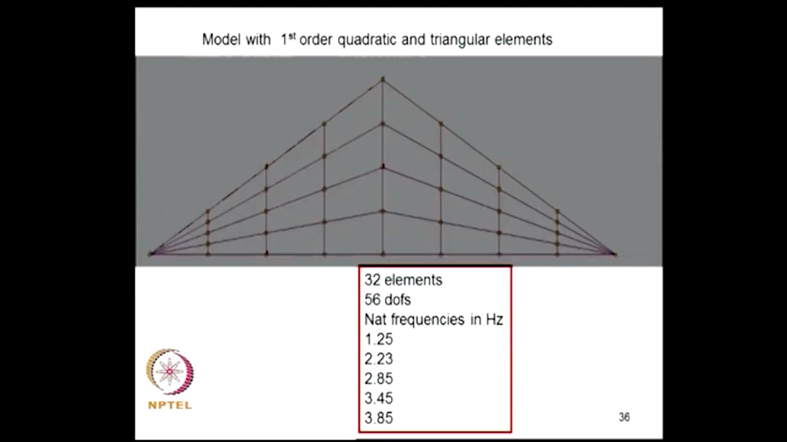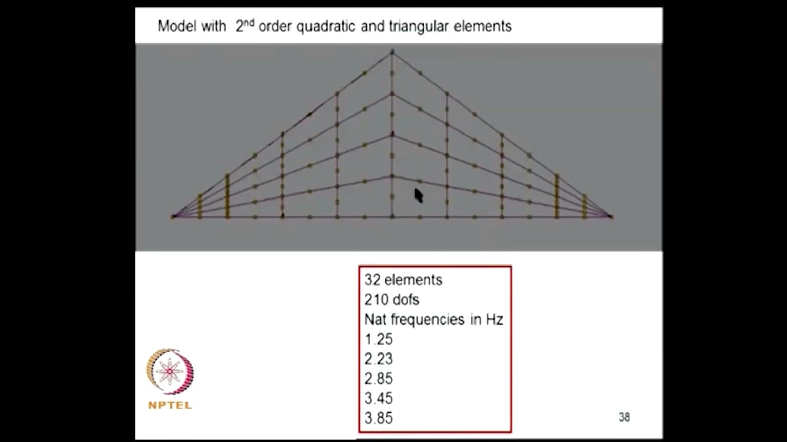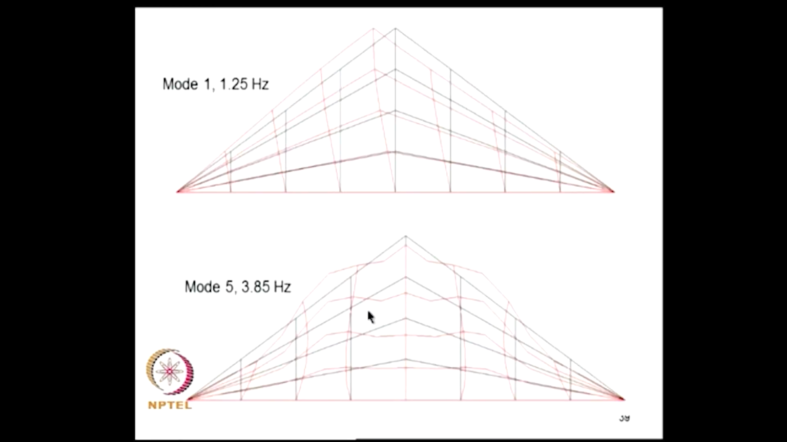Now, what I do, I will repeat this exercise using the same mesh. Instead of first order element, I will use second order element. So, this quadrilateral element here has 8 nodes and 16 degrees of freedom. The triangular elements here will have 6 nodes and 12 degrees of freedom. So, number of elements remain the same, there are 210 degrees of freedom, and I get different sets of estimates for natural frequency. So, these are the mode shapes for the first and the fifth mode.